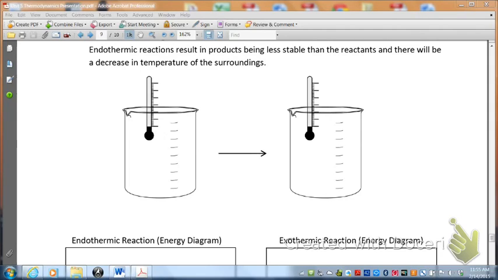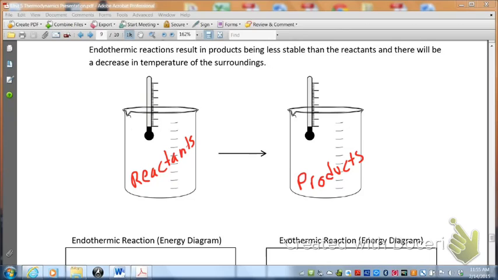And so, let's see here. Let's label reactants over here. And over here is going to be the products. They're in the beaker. All right. Now, you must make note of this. This is really important. The beaker and the thermometer are not part of the system. The thermometer and the beaker are actually part of the surroundings. The system is the reactants or the products.